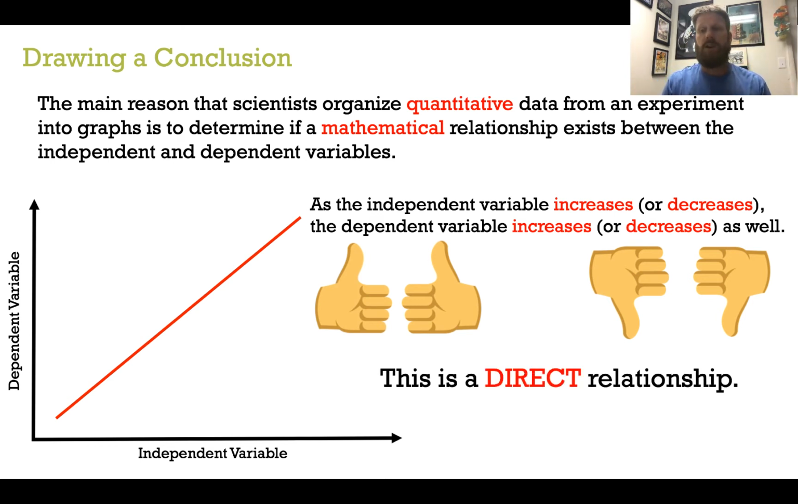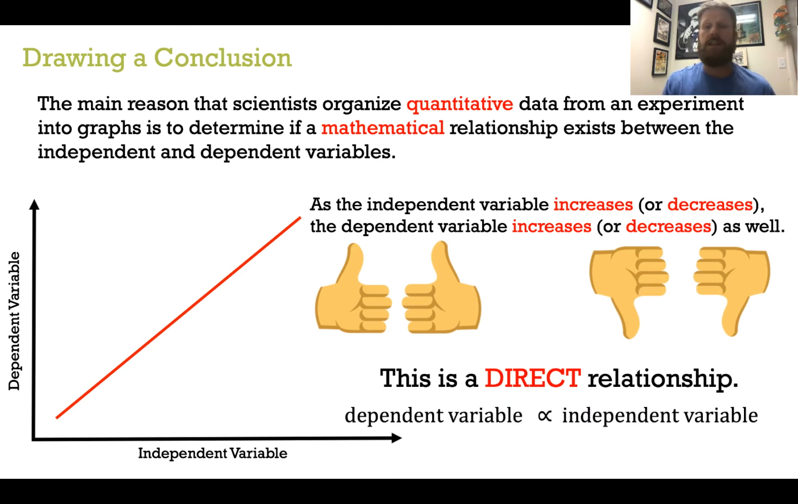The dependent variable is directly related to the independent variable, which means a change in the independent variable results in a similar change in the dependent variable. The Greek symbol alpha is often used in science to mean proportional to.